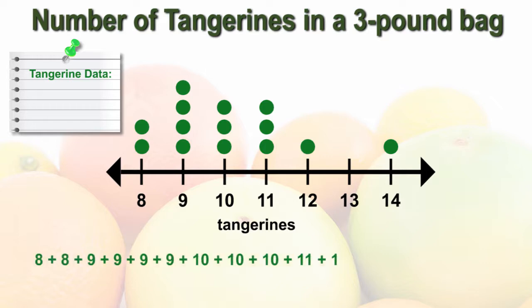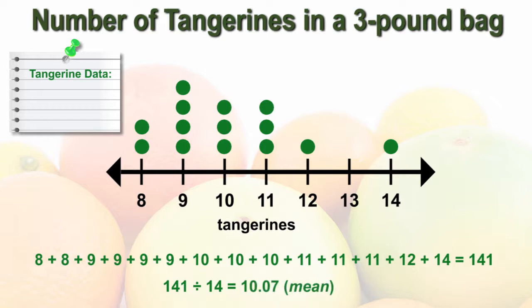First, add up all of the numbers. The sum is 141. Then divide 141 by the total number of numbers we added. There are 14. 141 divided by 14 is 10 7/100. For today's lesson, we are going to round 10 7/100 to the nearest whole number, 10.